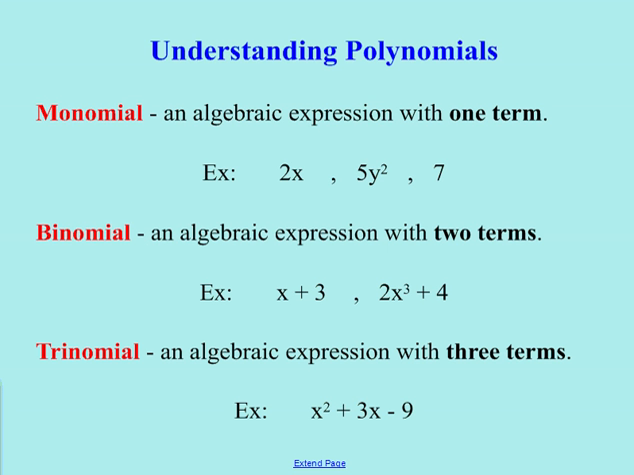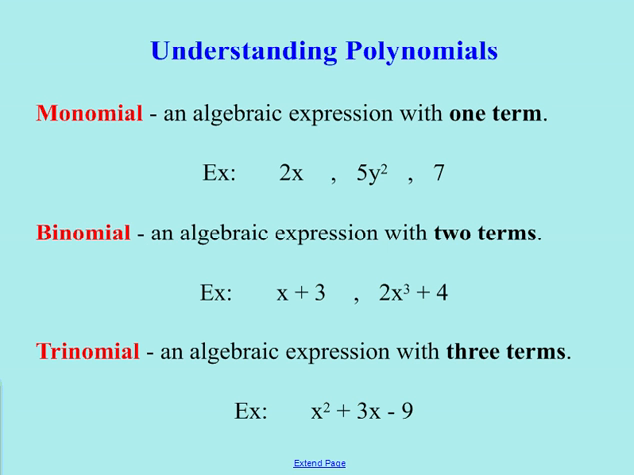First, a monomial is an algebraic expression with one term. Our examples are 2x, 5y squared, and 7. These are each monomials because there is only one term.